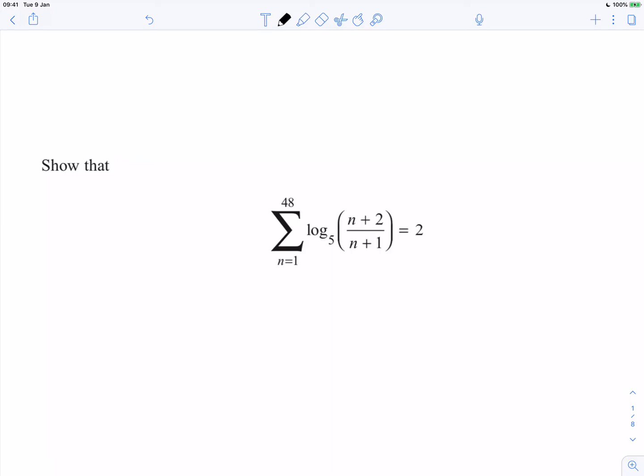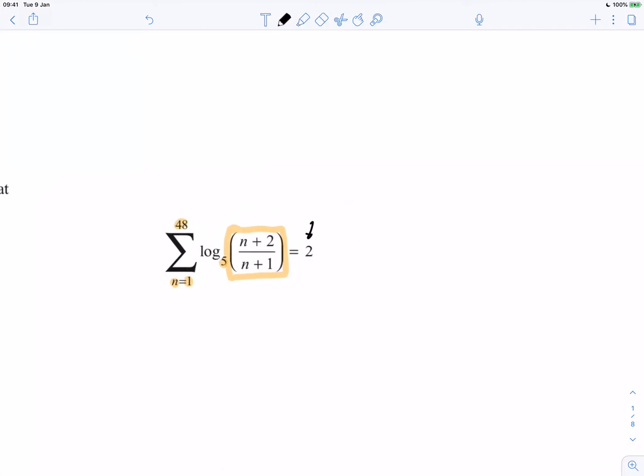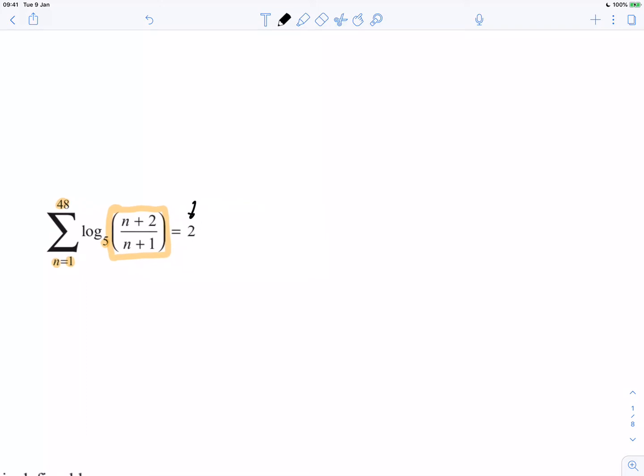So, what have we got here? We've got a sum from 1 to 48 of these logs of base 5 of (n plus 2) over (n plus 1), where n is the counter, and we've got to show this equals 2. Now I've done another video on logarithms, and if you want to check that out, when did I do that? I believe I talked about logarithms on the 13th of April, a while ago. But it's always good to remember log rules.